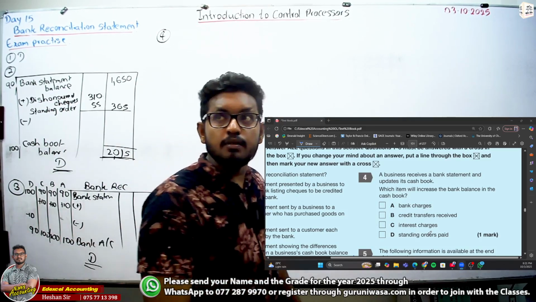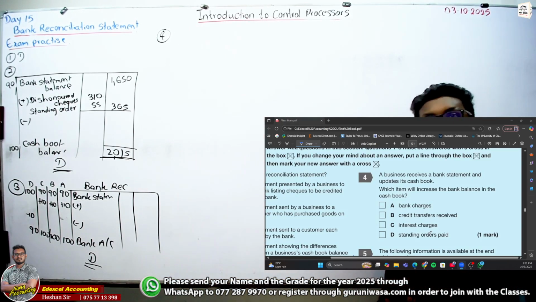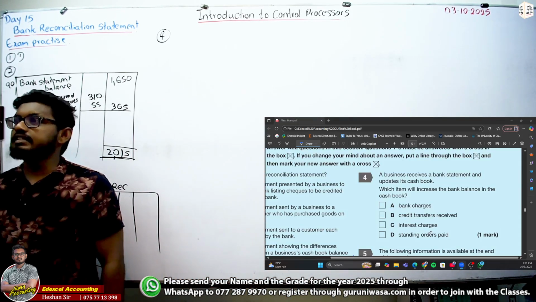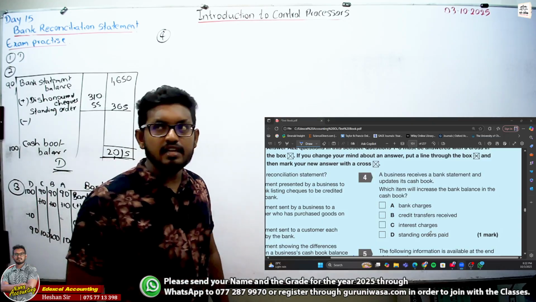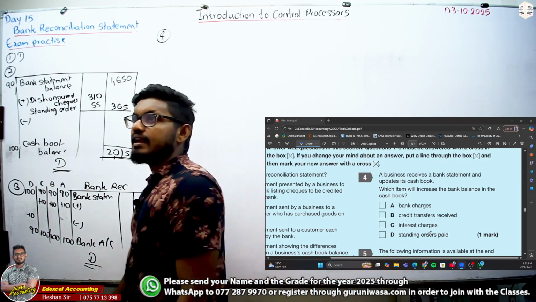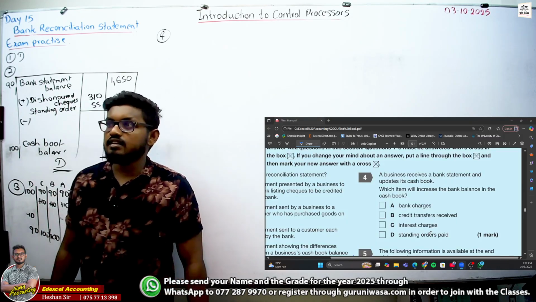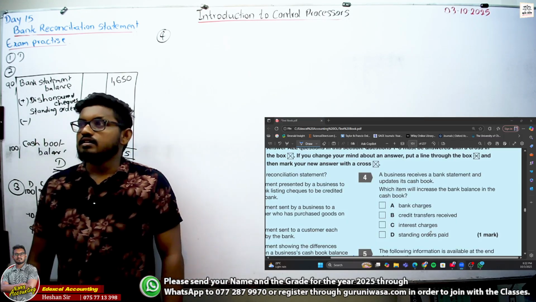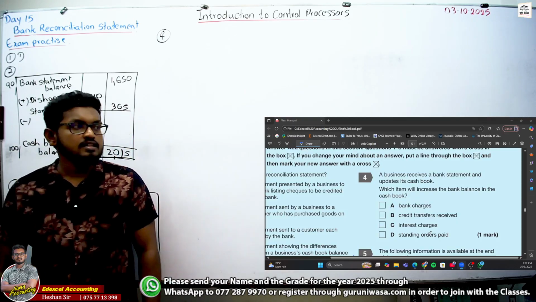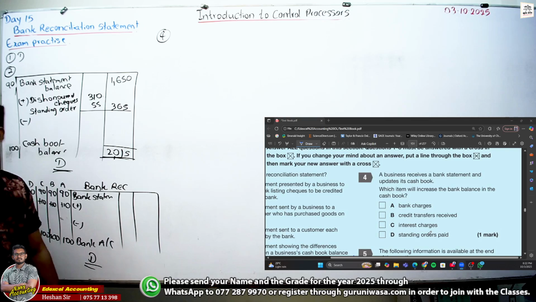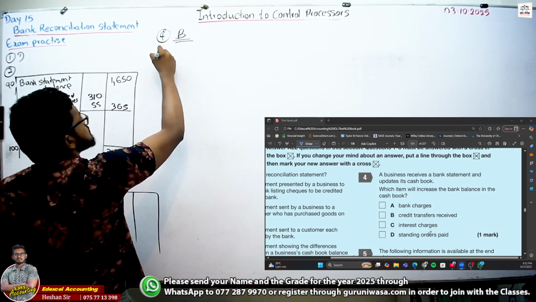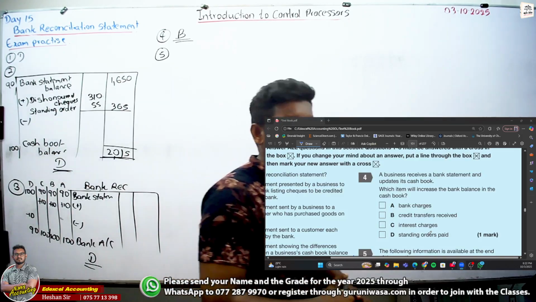Number 4. A business receives a bank statement and updates its cash book. Which item will increase the bank balance in its cash book? Bank charges decrease, credit transfers increase, interest charge, when the interest is charged the balance should decrease, standing order, the balance should decrease. So the answer is B.